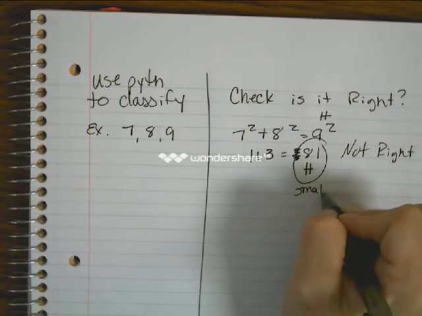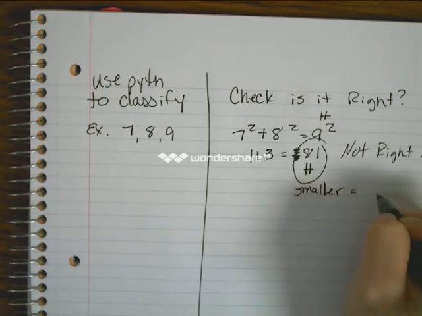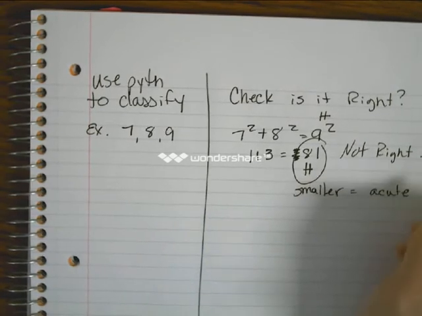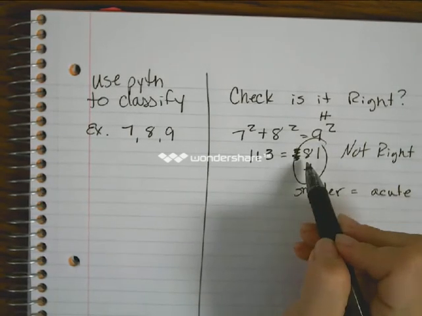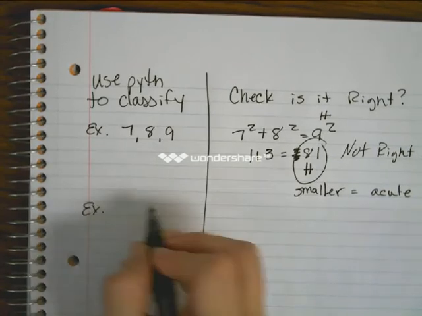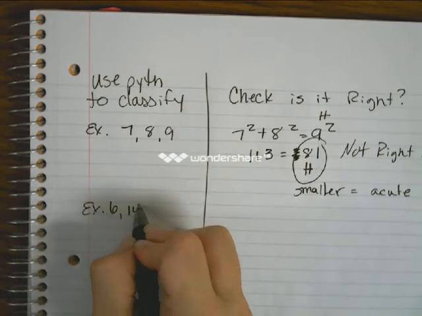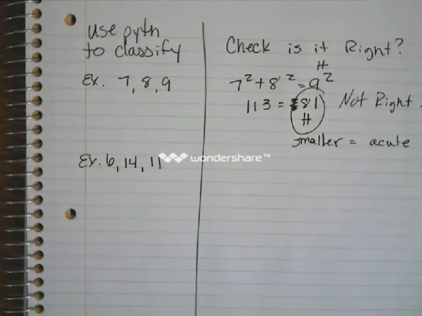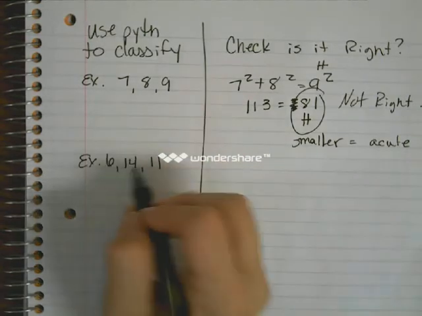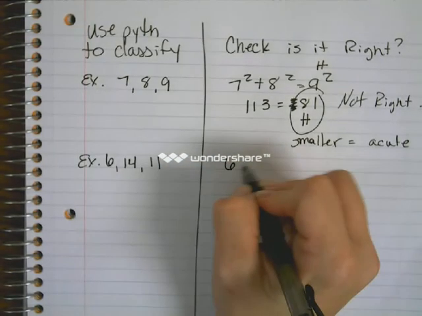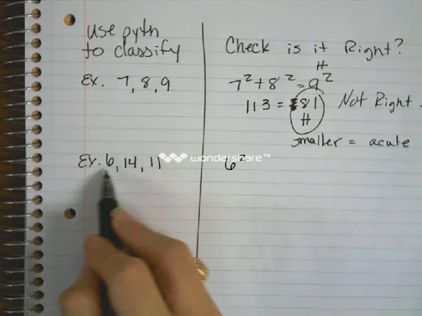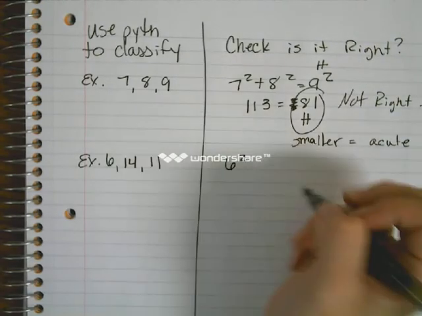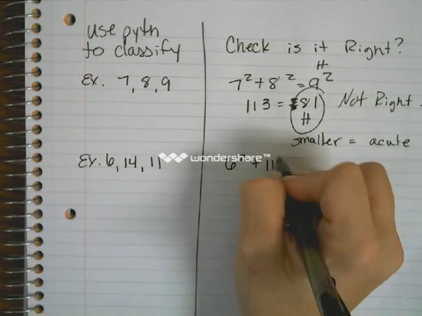Let me give you another example. 6, 14, and 11. Now this one's tricky. Which one's the hypotenuse? Is it the 11 or the 14? It's going to be the 14 because your hypotenuse is always the biggest side. No matter what, no matter how I list these numbers, your hypotenuse is always going to be the biggest side. Okay, so make sure you're putting them in correctly, but if you do, you get 157 and 196.